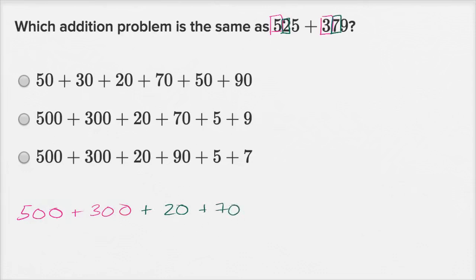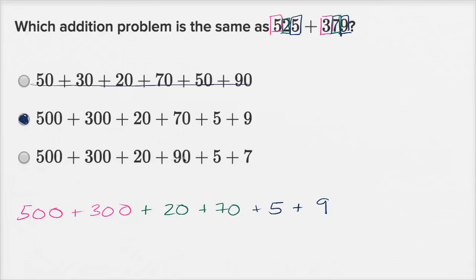And then last but not least, we have a 5 in the ones place, so that's just going to be 5. And then we have a 9 in the ones place, so that's just going to be equal to 9. So which of these choices is the same as what I just wrote over here? So 500 plus 300, so this first choice has no 500 or 300 in it, so we can rule that out. 500 plus 300 plus 20 plus 70 plus 5 plus 9. That's exactly what I wrote down.